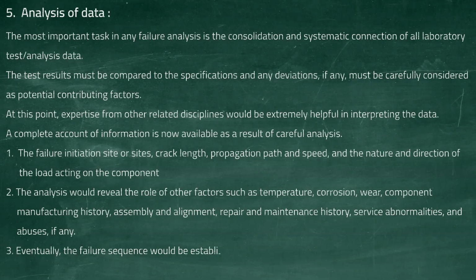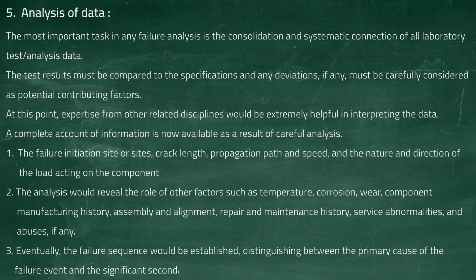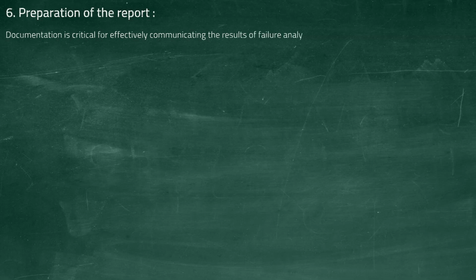Eventually, the failure sequence would be established, distinguishing between the primary cause of the failure event and the significant secondary failures and damages. Preparation of the report. Documentation is critical for effectively communicating the results of failure analysis. The report should be concise and include the reasoning behind the conclusions.